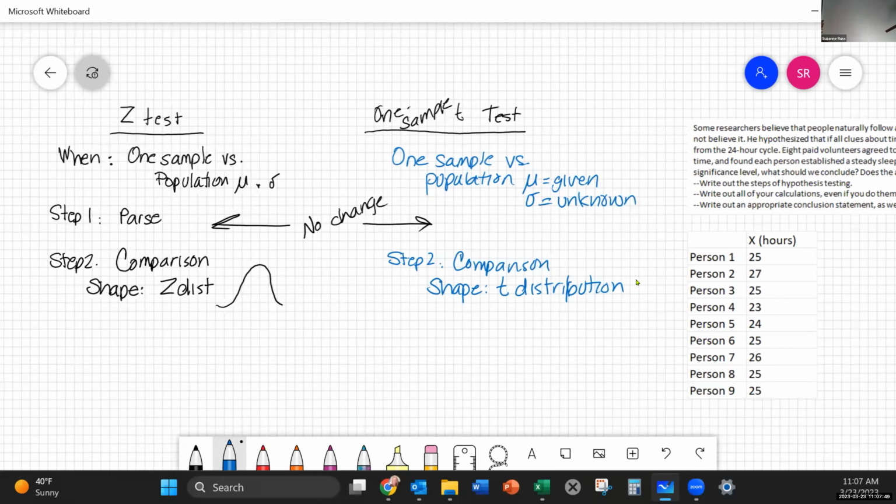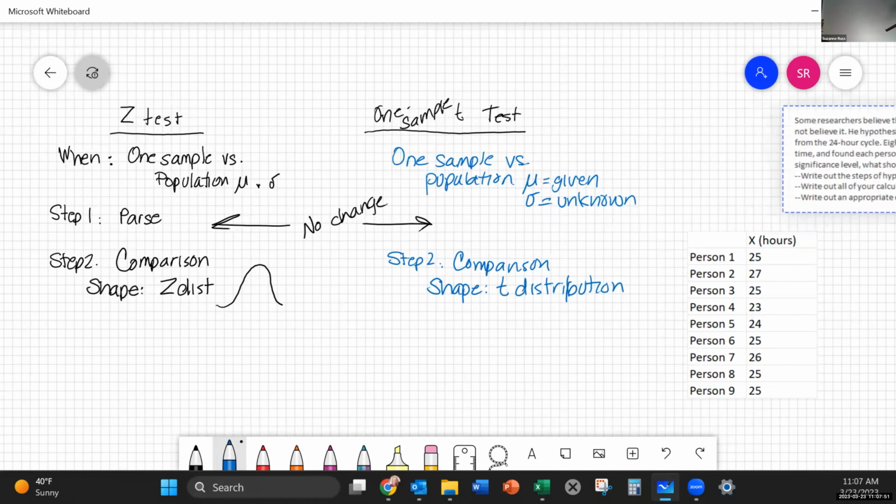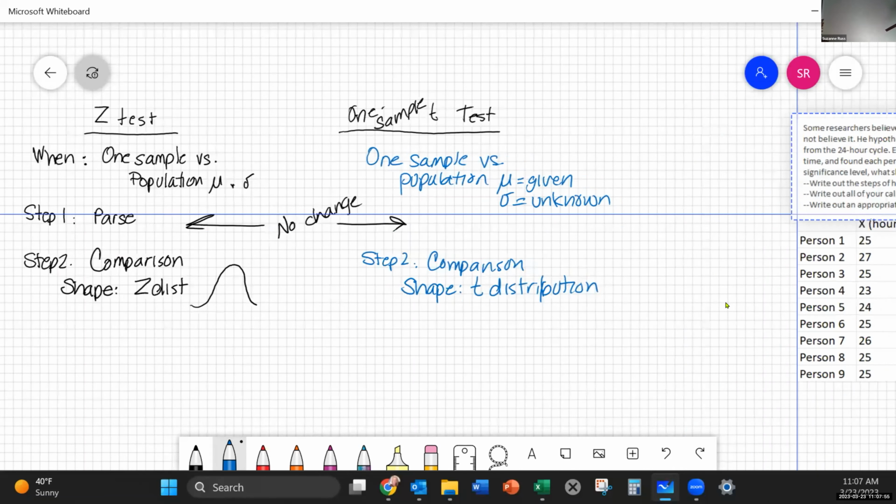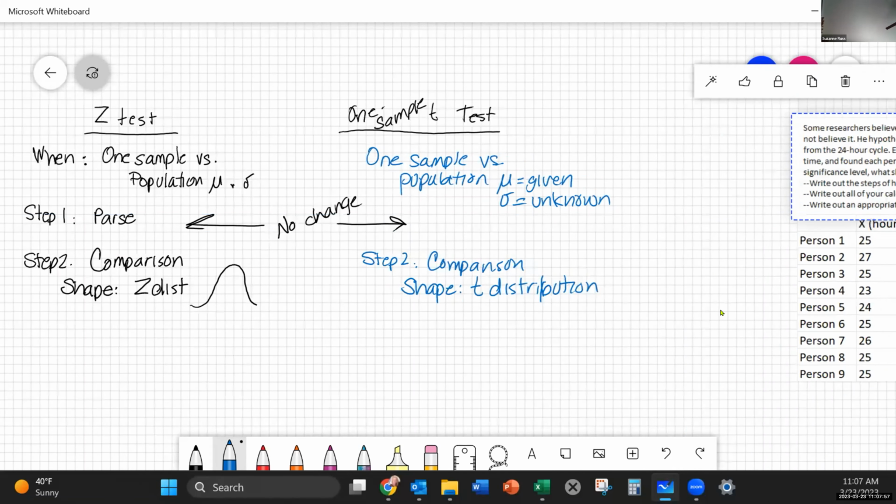I forgot I had this problem set up for us. Let's move it over a little, if I can. There we go.